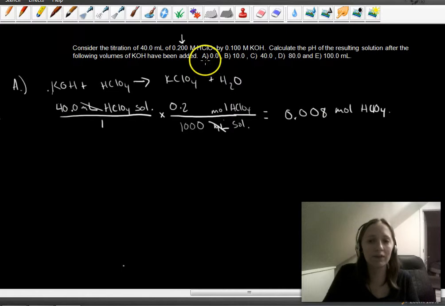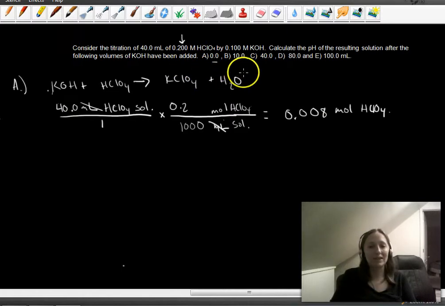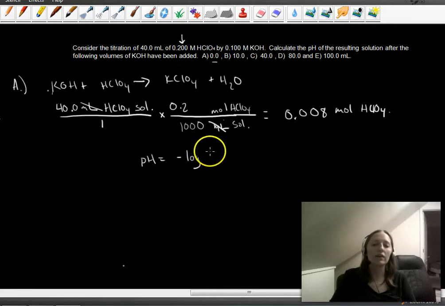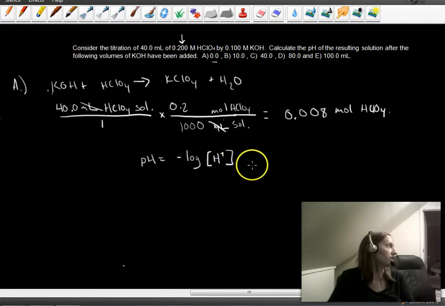For A, you haven't added any base yet. So you need to find out the pH. How do you find out the pH? What's the little formula for pH? Do you remember? Negative log of what? Not pKa, but of your H concentration. This is your little formula for finding pH.